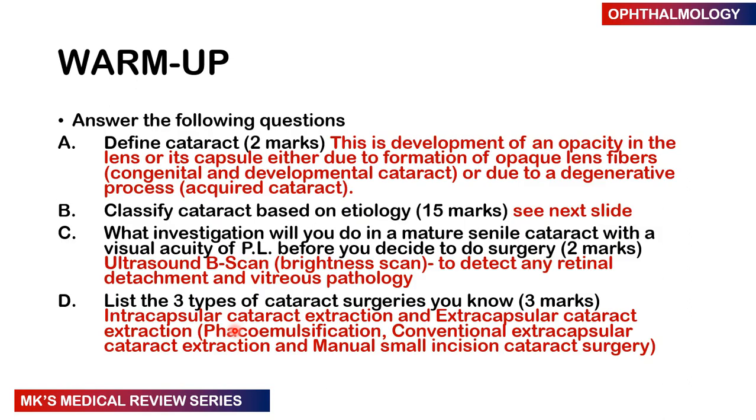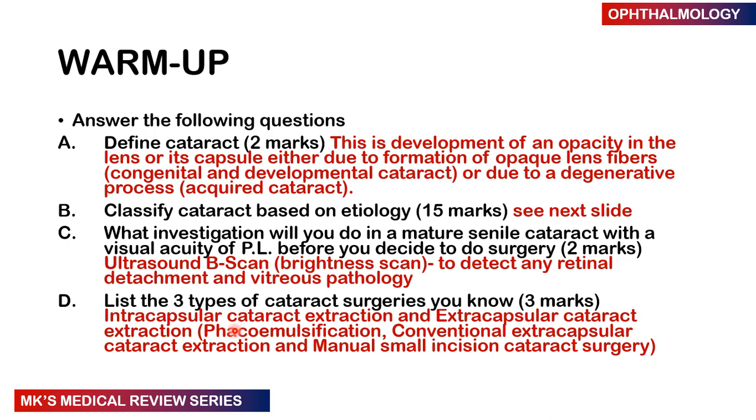Now, here is our warm-up question. Define a cataract. This is a development of an opacity in the lens or its capsule, either due to the formation of opaque lens fibers, which is congenital or developmental, or due to degenerative processes, for example, acquired cataracts. Then the classification I will show you on the next slide.